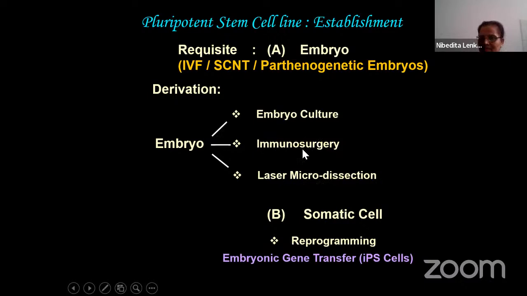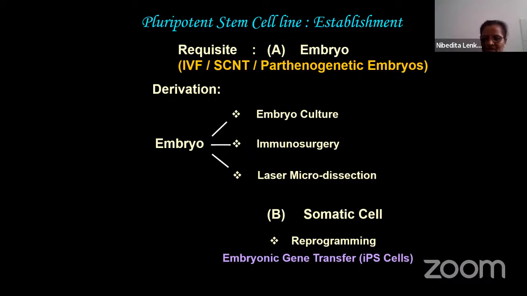The other source is the somatic cell. By reprogramming or rewiring the system, any somatic cell you can bring back to the naive state, that is, an embryonic stem cell-like state. That is called reprogramming, and there also you can derive pluripotent embryonic stem cell-like cells. This can be achieved by either embryonic gene transfer, which I will talk about during my further discussion, or you can do direct reprogramming. So I will go one by one.